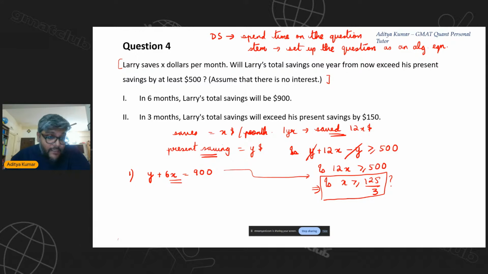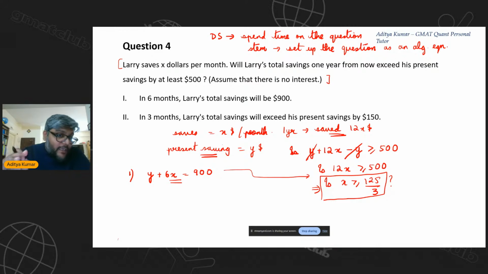I will be able to get yes cases, I'll be able to get no cases. In fact, if I put Y is equal to 0, then in that case X will be 150. 150 is definitely greater than or equal to 125 by 3. That would give me a yes case. But if I put Y as, let's say, an easy value, Y as 300, then 6X would be 600. Then X would be 100. In that case, I would get a no. You see what I'm doing? I'm not just directly discarding this statement. In my mind, I'm running through a possibility where I can answer my question with a yes, I can answer my question with a no.